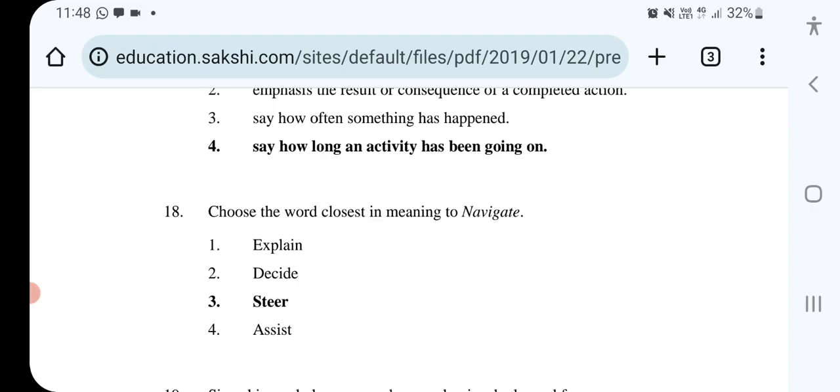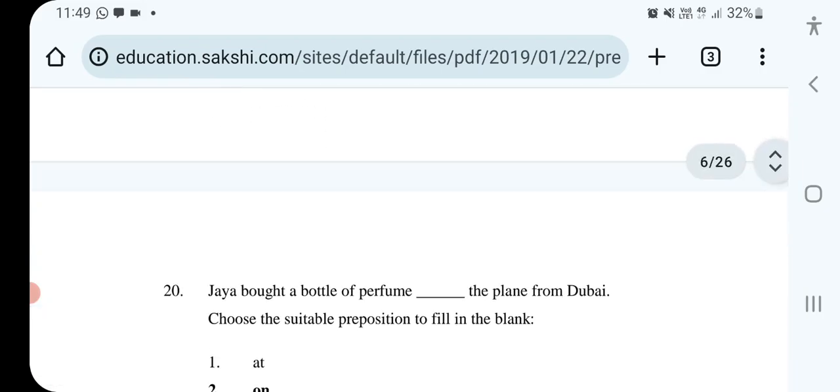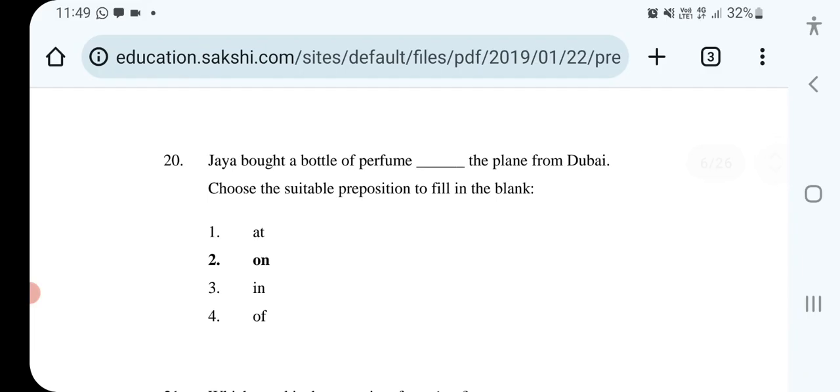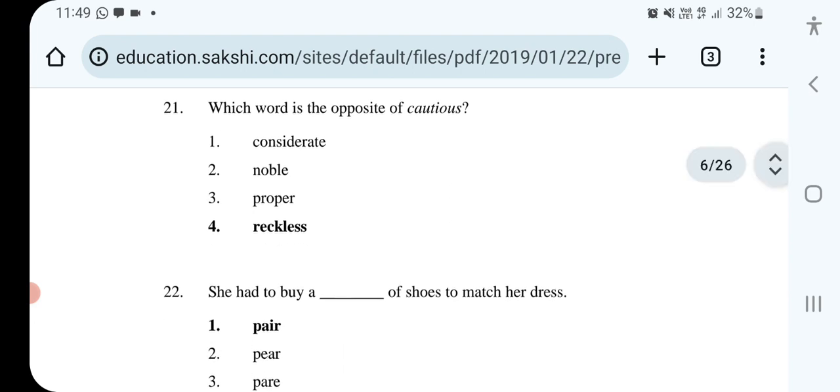Choose the word closest in meaning to navigate. Steer. Navigate means steer. Since his workplace was so busy and noisy, he longed for solitude. So busy and noisy, so he wants to stay alone. That is solitude. Jaya bought a bottle of perfume on the plane from Dubai. On the plane. Which word is the opposite of cautious? Cautious means very careful, and the opposite word is reckless.